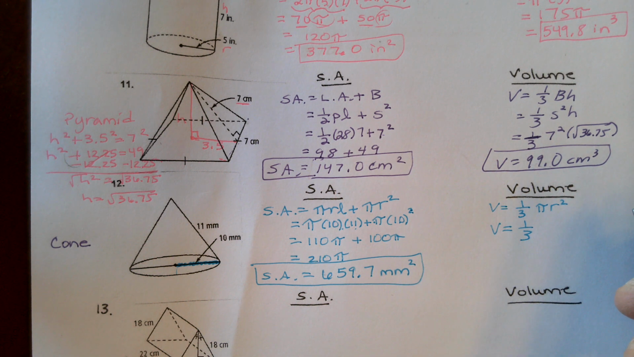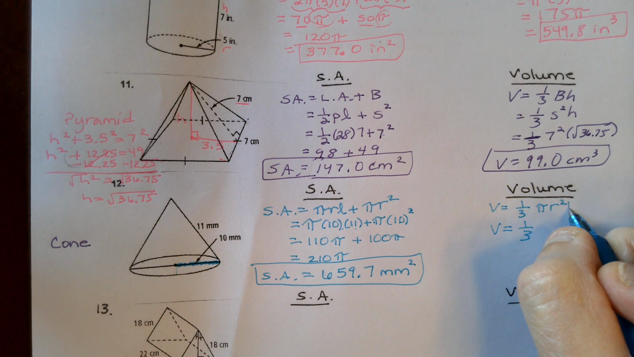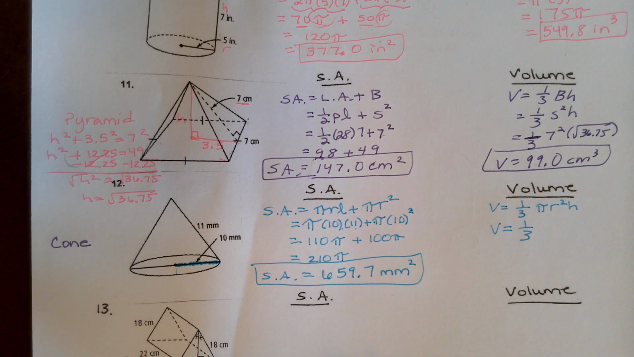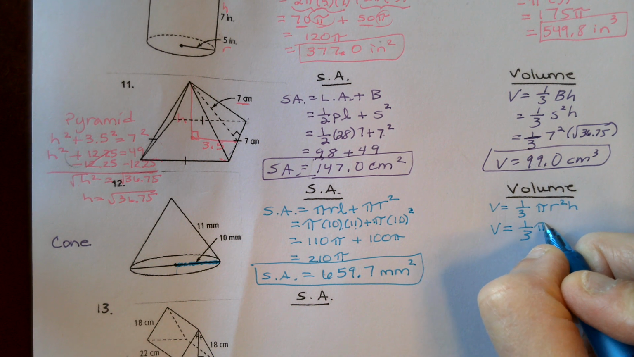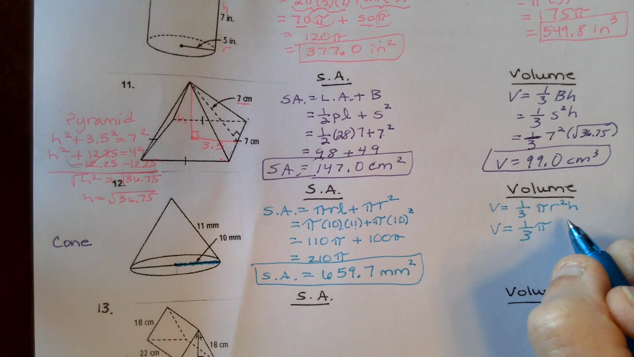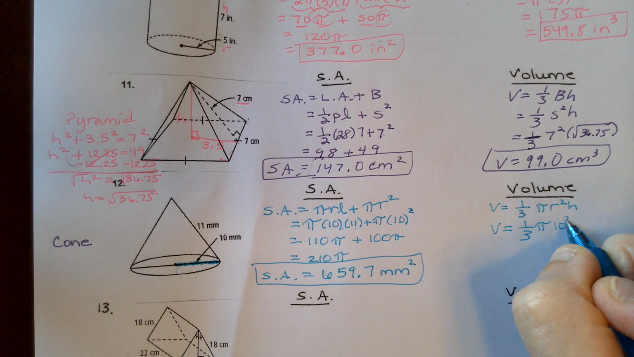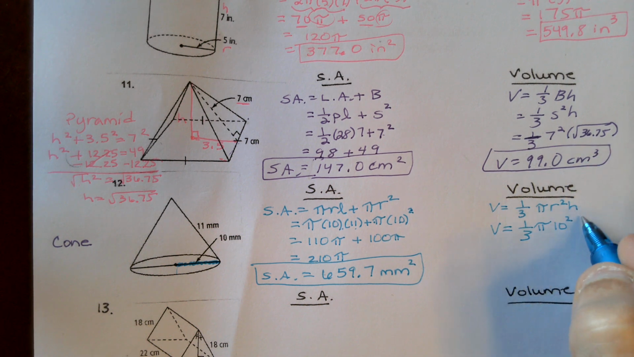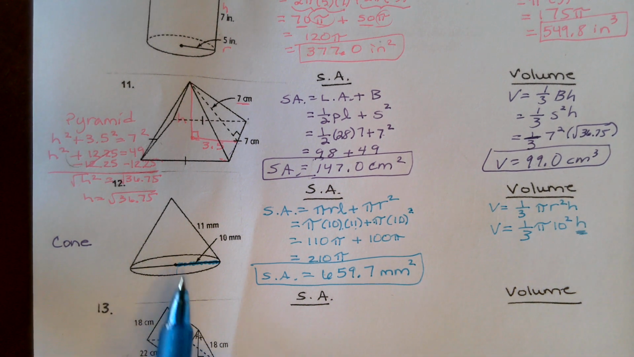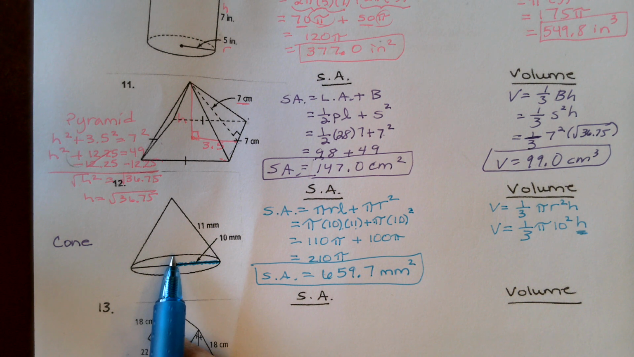Oh, I forgot something. I was double checking my formula and, voila, I forgot the height. So it's always double check. Times the radius, which is 10 squared, times the height. Uh-oh, that's what I don't have. I only have slant height.